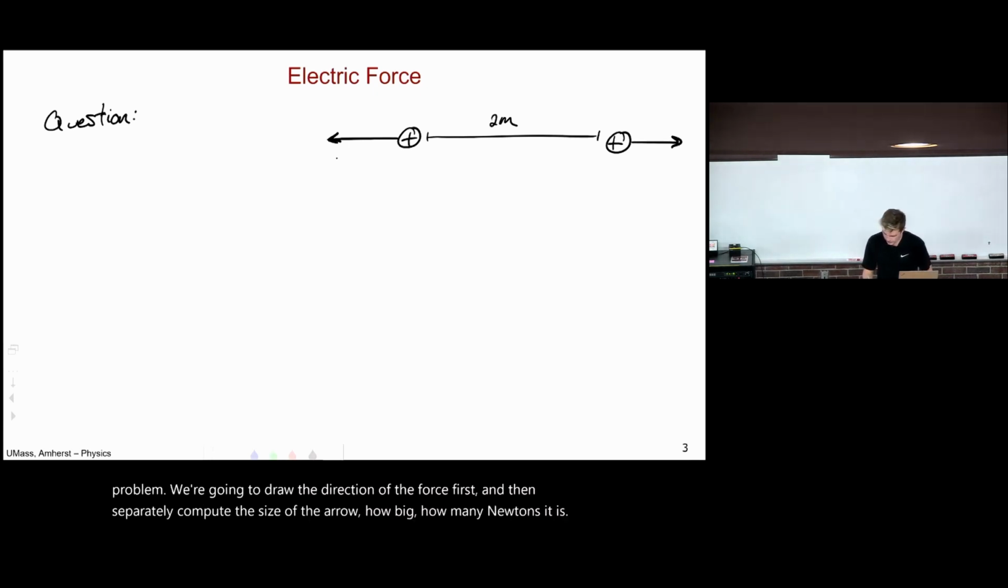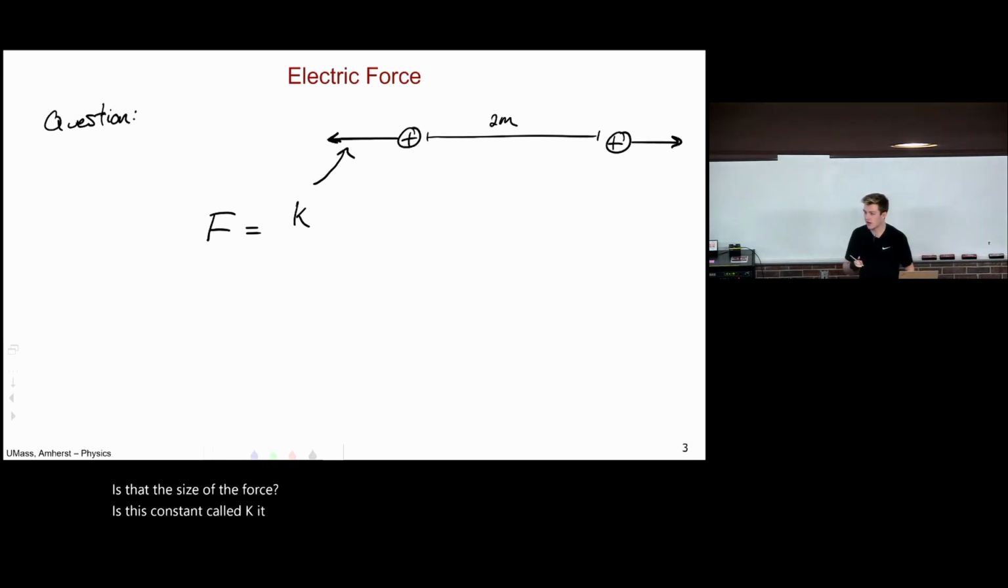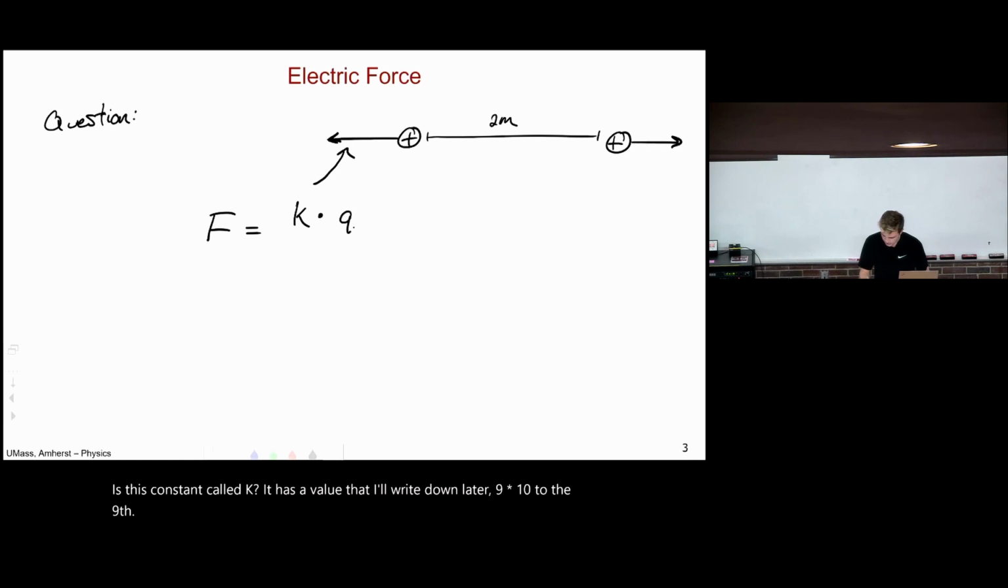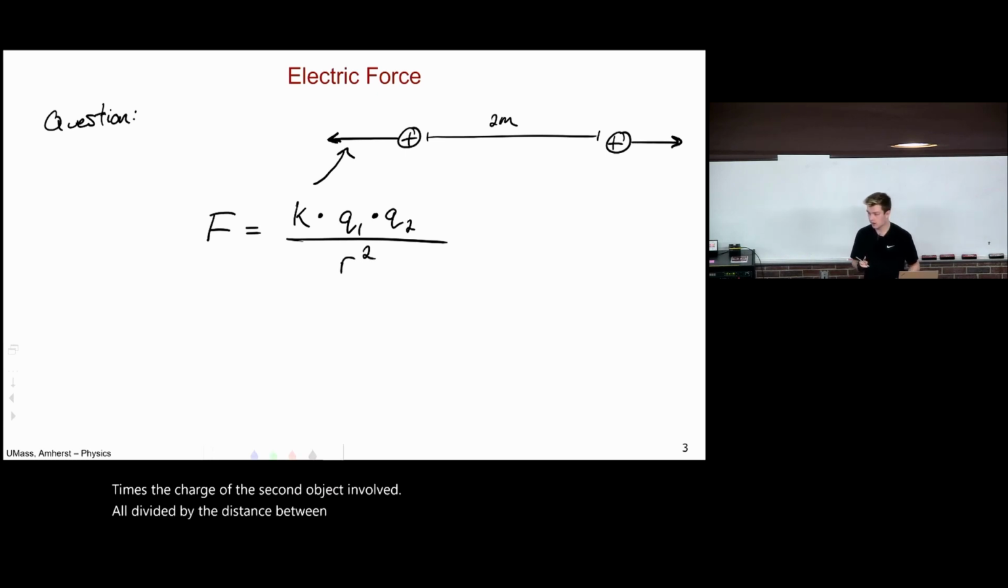And the equation for getting the size of this arrow, and this is called Coulomb's law, is that the size of the force is this constant called k. It has a value that I'll write down later, 9 times 10 to the 9th, times the charge of the first object involved, times the charge of the second object involved, all divided by the distance between them squared.